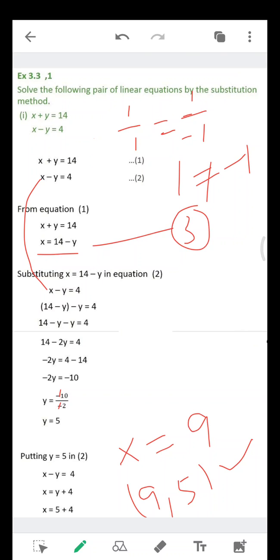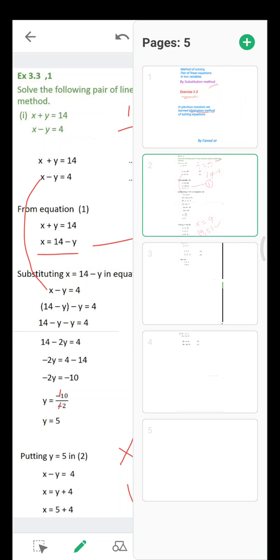Suppose if a1 by a2 is equal to b1 by b2 and not equal to c1 by c2, then we cannot solve by this method. We cannot use the substitution method there. Okay, let's see another question.